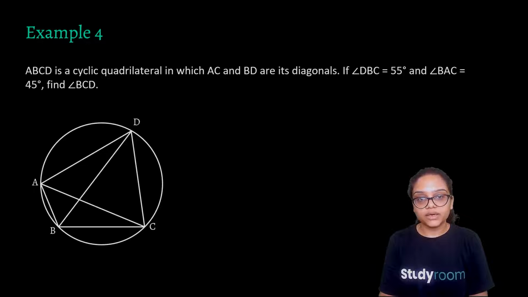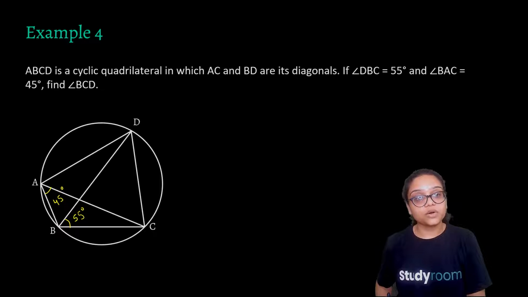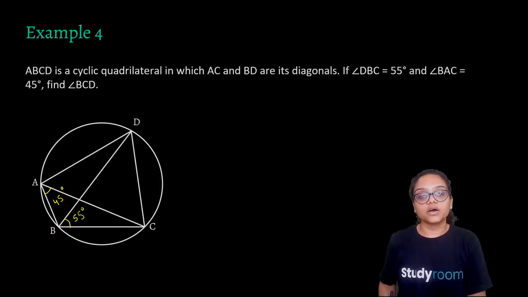ABCD is a cyclic quadrilateral in which AC and BD are its diagonals, and we have been given two angles. We'll just name them here. Angle DBC, this angle, we have been given as 55, and another angle, BAC, this angle, we have been given as 45. Now, what will you do? Pause and try to find angle BCD. It's very easy. I'm just telling you. Use the theorem that the sum of opposite angles of a cyclic quadrilateral is 180. Okay, so just do it. I hope you have tried it by yourself first.